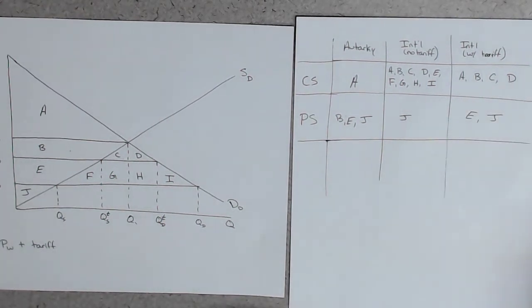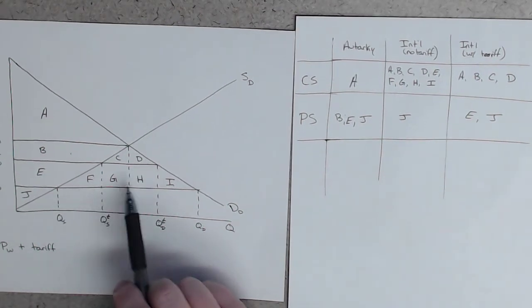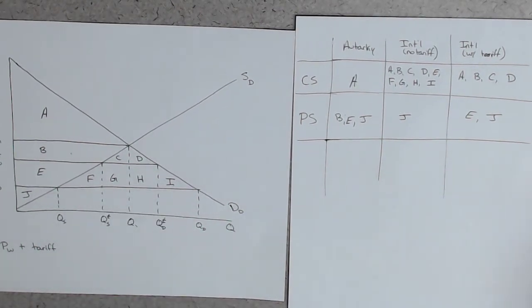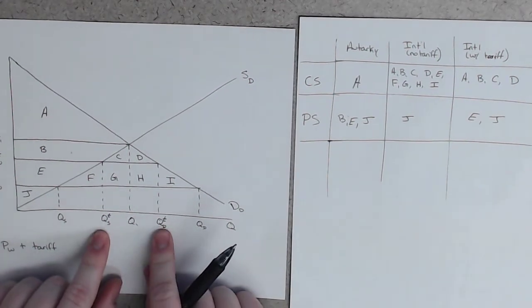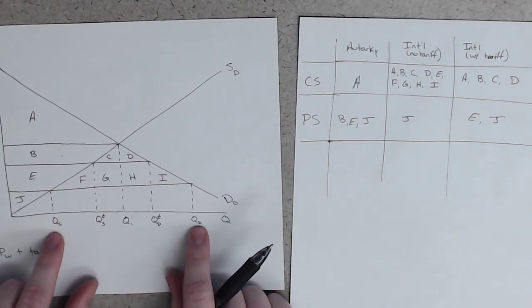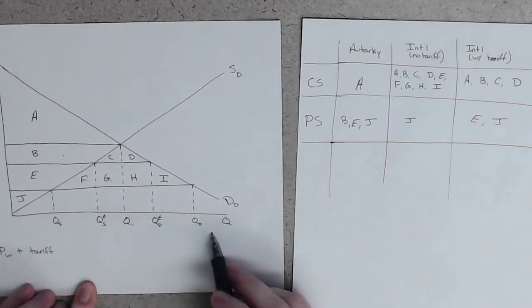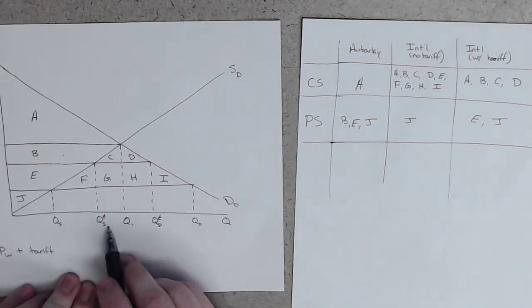All right. But wait a minute. What happened to F, G, H, and I? Well, if you think about it, this distance right here, QDT minus QST, is the number of things that we import with a tariff. So notice that we used to import this many. Now we only import this many.